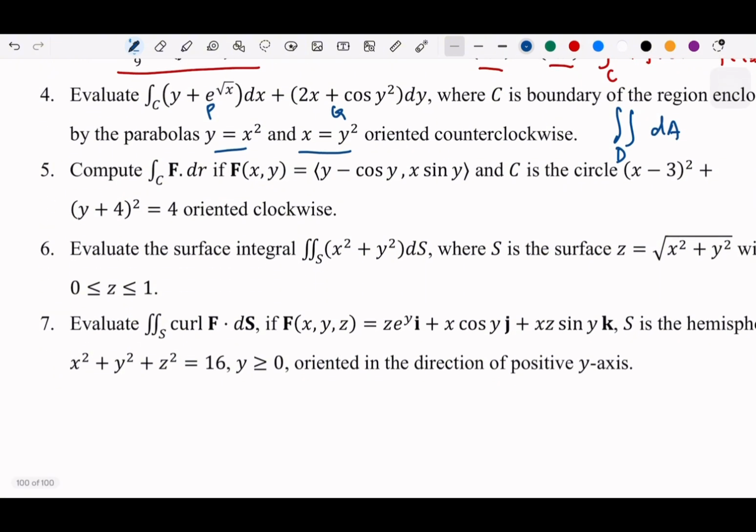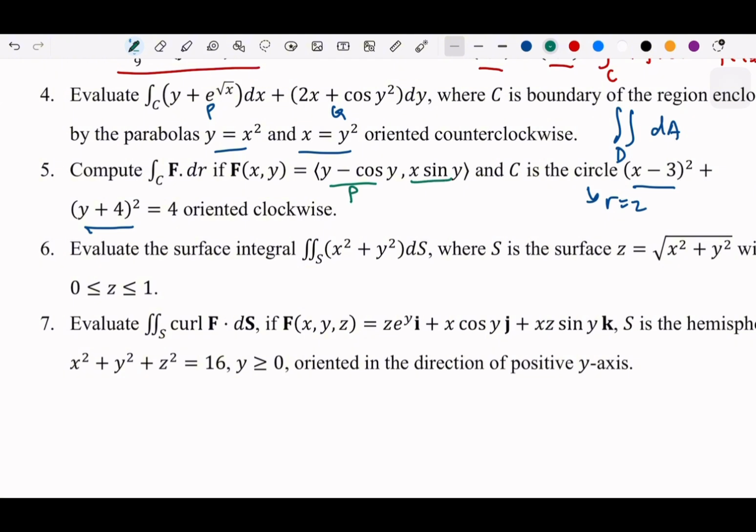Next is 5, compute that F dot dr. We have the vector field, we have the C, and C is the circle with the center 3, negative 4, radius is 2, right? So this is circle with radius 2, and then basically this is also, I think this is also Green theorem, so mostly Green theorem, okay? I don't know why all this Green theorem.